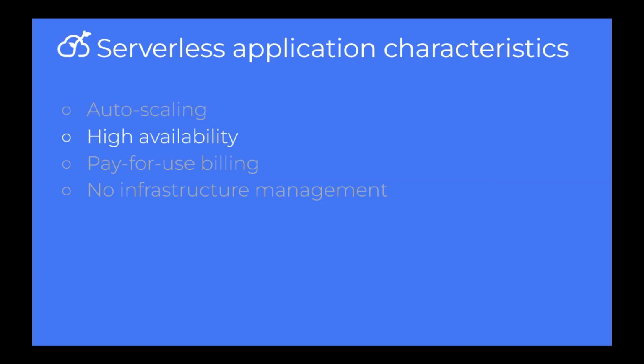High availability. Redundant physical servers in several locations minimize downtime if some fail. Now, pay-for-use billing, one of the most popular ones. This is billed based on compute time, stored data, or data transfer, which leads to no infrastructure management whatsoever.